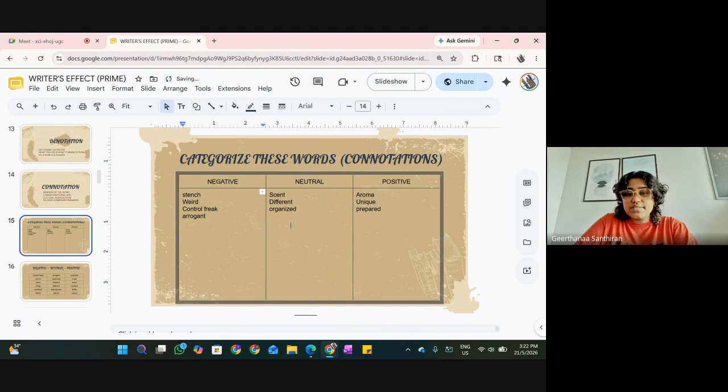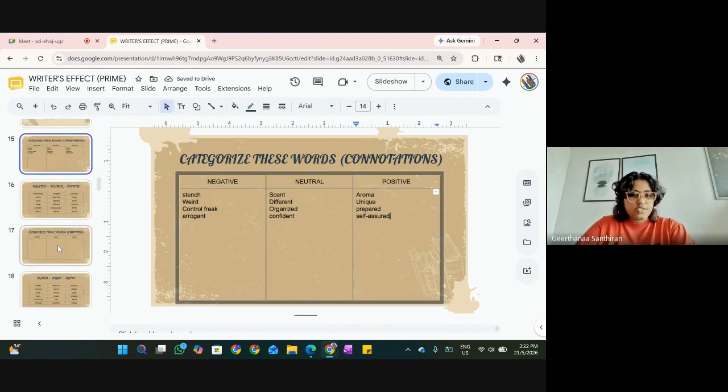But they all have a similar dictionary definition, is what I mean. But the way we use them in real life is so different. And that's what you can point out about a word, a phrase, right? Confident. Self-assured. Okay, yeah. So you can do that with the rest of the words. So connotations, think about that.